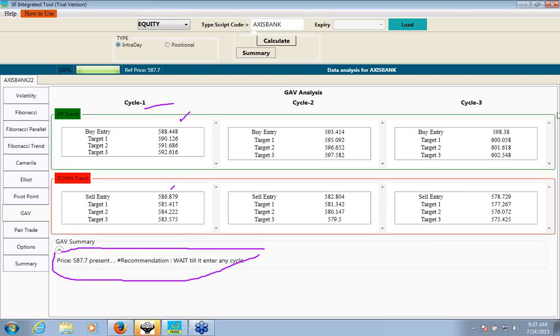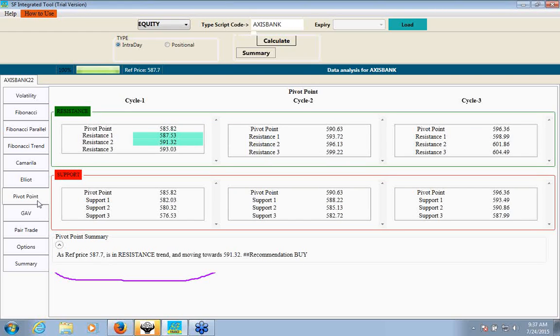So the Gann angle and volatility principle never recommends any trade. It is asking you to wait for some time. What about the pivot points? The pivot point says that the reference price, 587.7, is in the resistance trend. So this is the resistance side, this is the support side, and moving towards the 591 recommends buy. So the pivot principle recommends you buy, and post completing this cycle of resistance number 3, the pivot principle will enter the second cycle, and this pivot principle can go maximum till cycle 3.